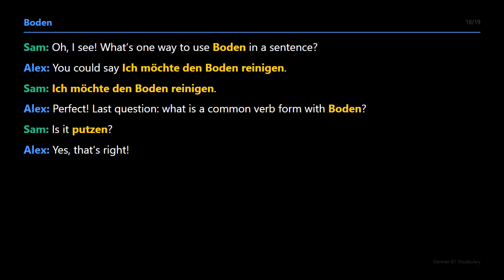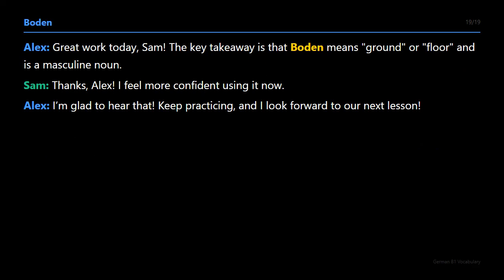Oh, I see. What's one way to use Boden in a sentence? You could say, Ich möchte den Boden reinigen. Ich möchte den Boden reinigen. Perfect. Last question. What is a common verb form with Boden? Is it putzen? Yes, that's right.